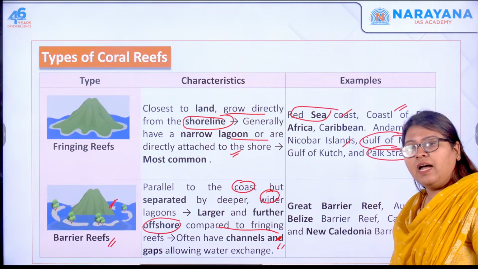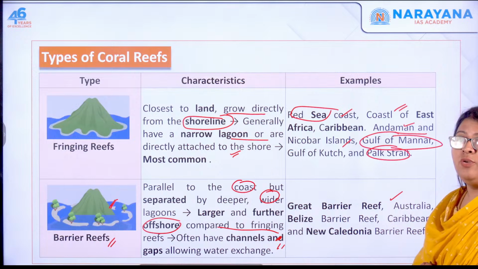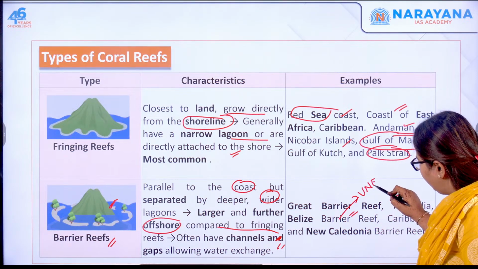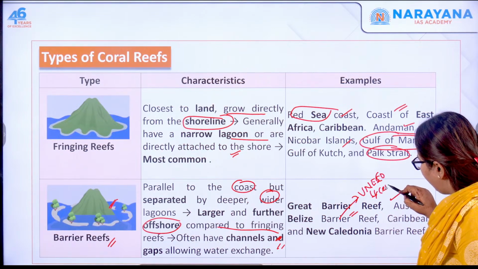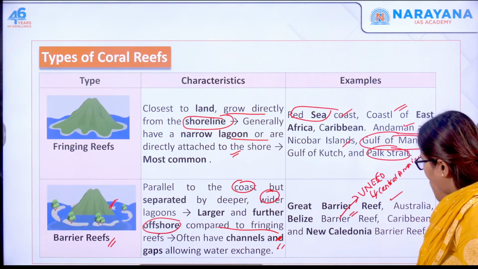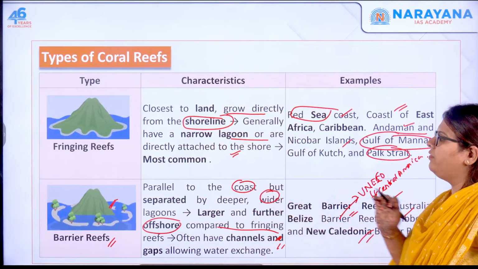And what are the examples of barrier reefs? You have the Great Barrier Reef of Australia, you have the Belize Barrier Reef. This is a UNESCO World Heritage Site, somewhere in Central America. And then also you have the Caribbean and the New Caledonian barrier reef. These are examples of the barrier reef.